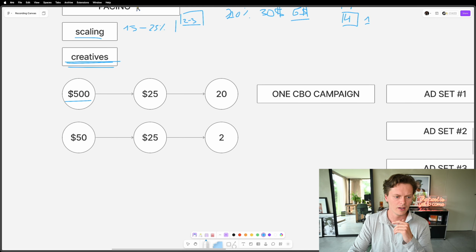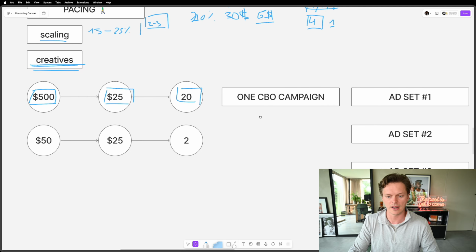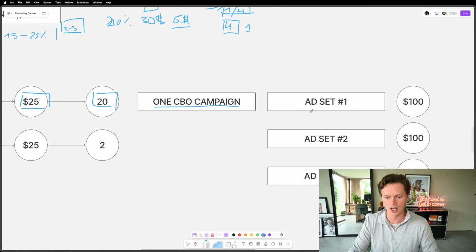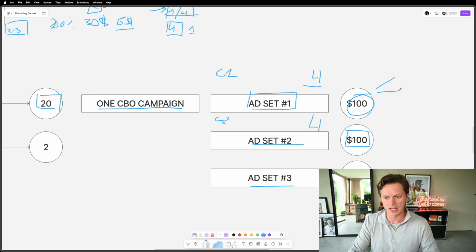So again, to draw this out, $500 ad budget, $25 CPA, which means 20 conversions. So this would be very healthy. You could set up one CBO campaign with different ad sets, and it could look something like this: $100 in the first ad set, which will run you about 4 conversions every single day. A second ad set, also 4 conversions because it has $100, and an ad set should be a concept. So you can load in a concept one here, then a concept here, and then you could have maybe 3-4 creatives per different ad set.